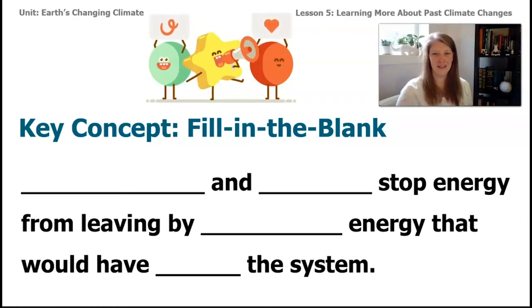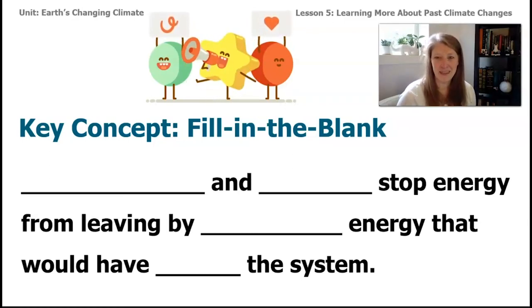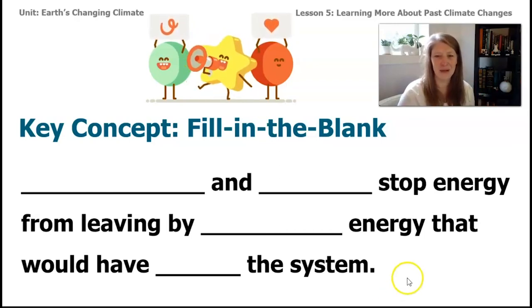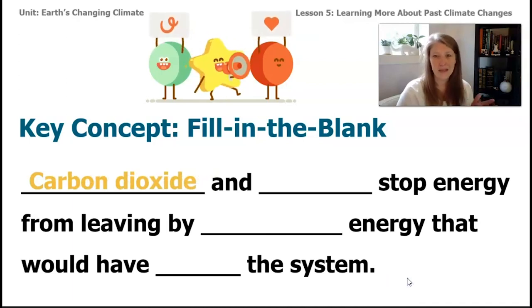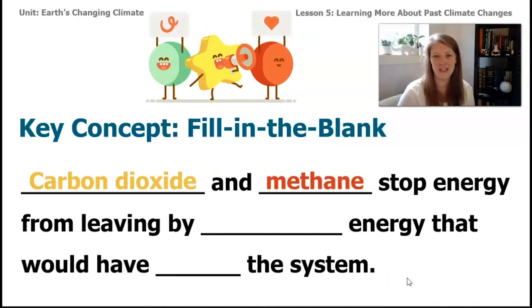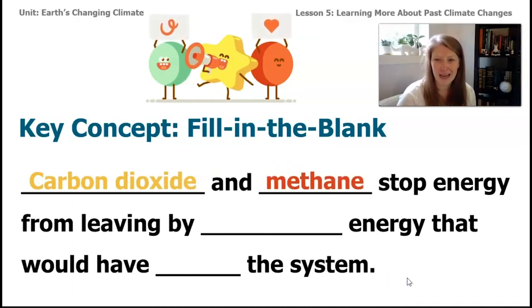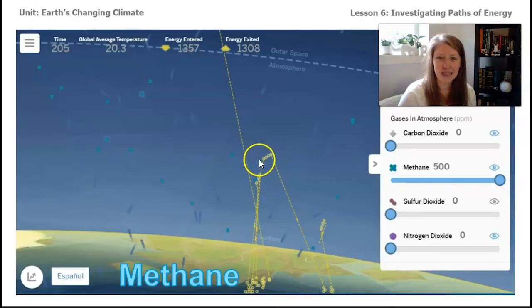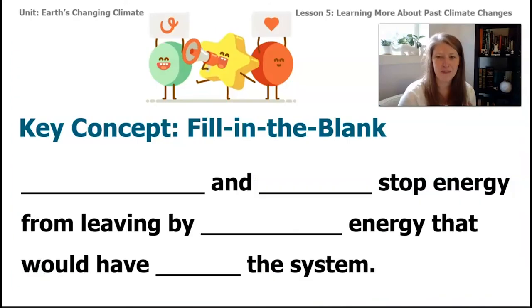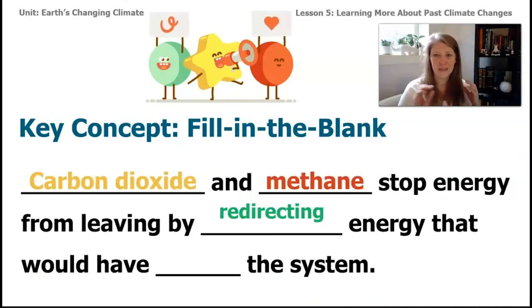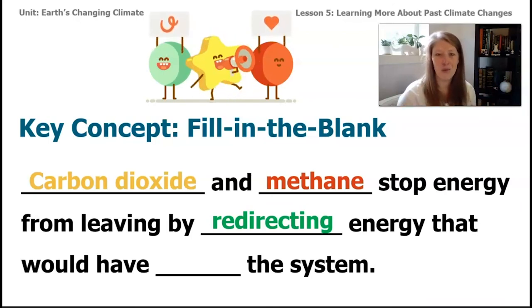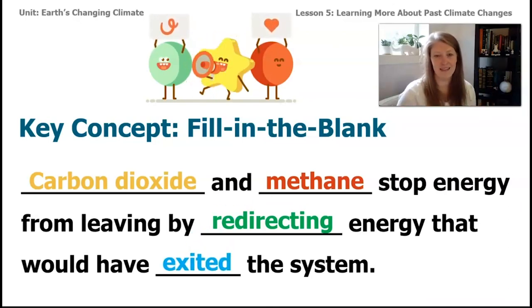Okay, so we know that carbon dioxide and methane are the two gases that we've been investigating. So let's start by putting those in here. Carbon dioxide and methane stop energy from leaving. How do they do that? If you look at your data, you can see that the way they're doing that is they're redirecting it back to Earth's system. And so that's the third word, redirecting. So carbon dioxide and methane stop energy from leaving by redirecting energy that would have exited the system.